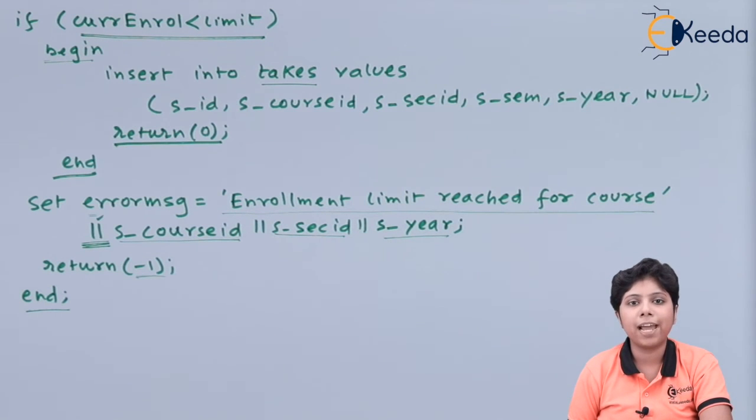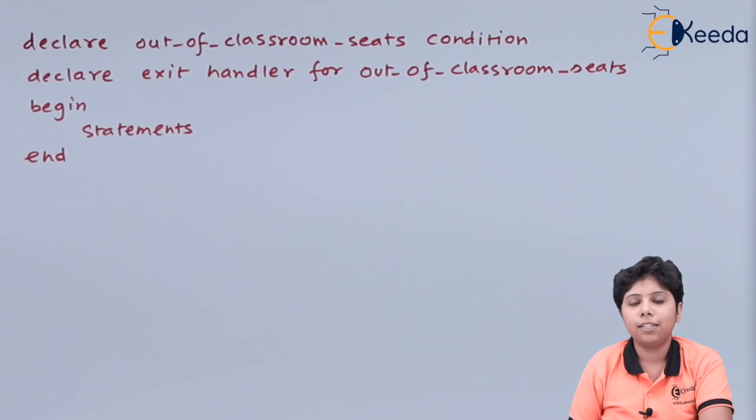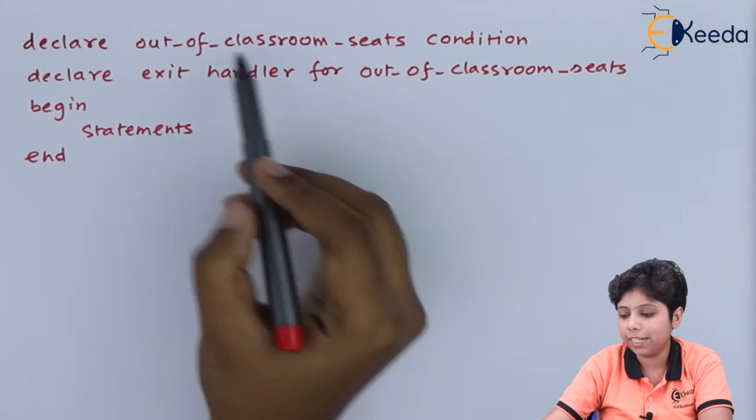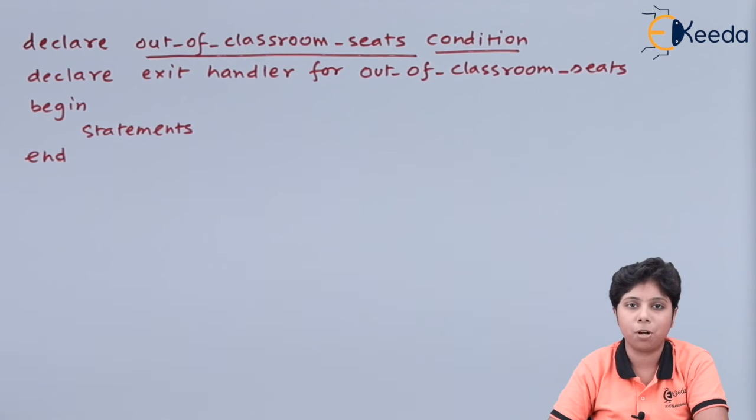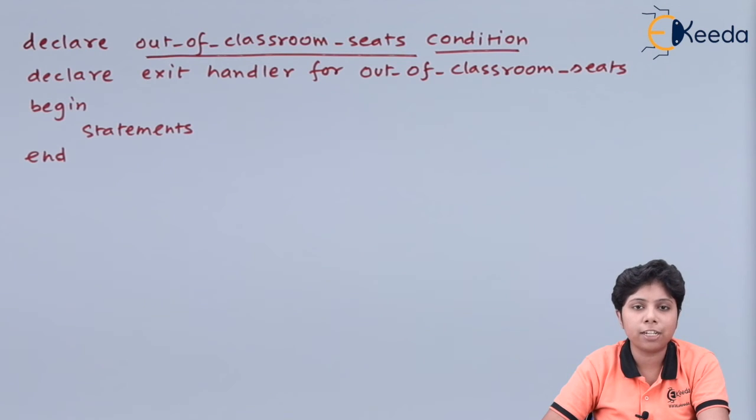Now we'll go to the language construct advancement in SQL. SQL also supports exception condition handling and the declaration of handlers in the language construct, and that is the syntax for doing so. Now, out of classroom seats is a condition that is an exception to the previous problem. So if a student has reached the limit of the enrollment, he can be offered a seat that is out of classroom.